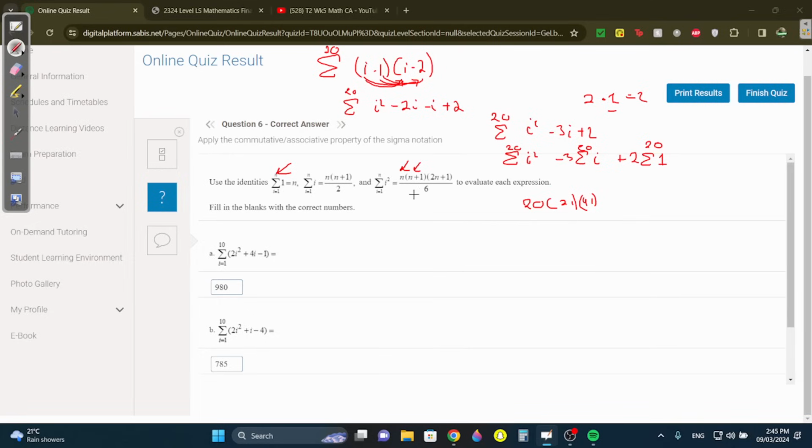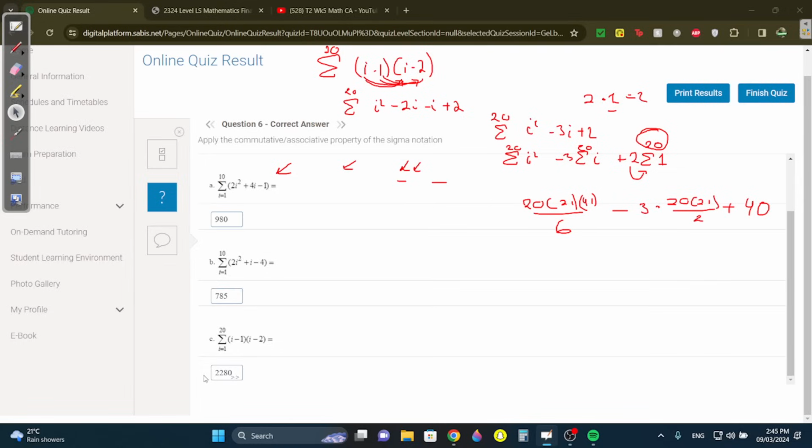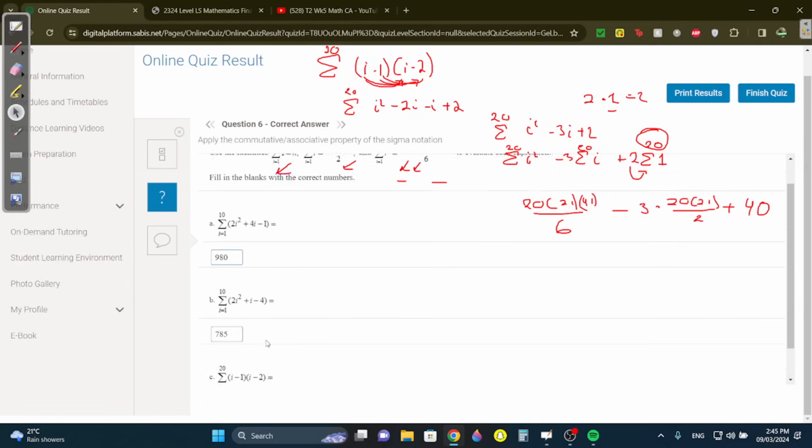Let me continue here. N is 20, n plus 1 is 20 plus 1, and 2n plus 1 is 2 times 20, which is 40 plus 1, 41, over 6. There's no coefficient, you're not multiplying it by anything. Minus 3 sigma I. Sigma I is n plus 1 over 2, so 21 over 2, because 20 plus 1 is 21. And then plus 40. Why 40? Because 2 times 20. Put this in a calculator. Now, this time it's actually correct. You'll get 2280.